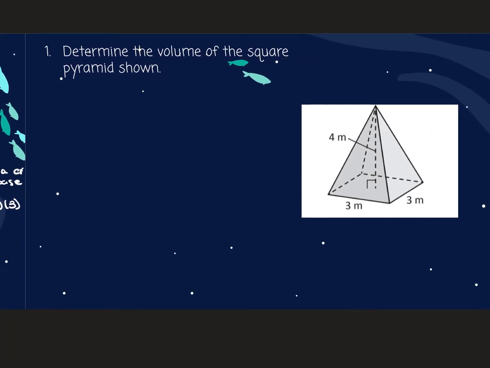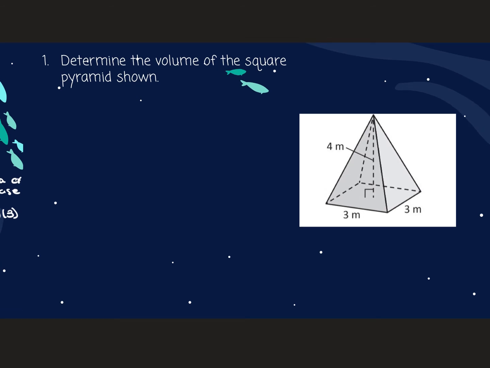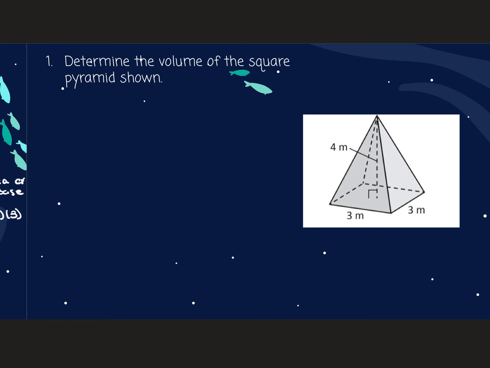All right, so now we're going to do some examples. This example says determine the volume of the square-based pyramid, or I should say square pyramid shown below. Remember, in the previous slide we determined that V is equal to 1/3 times the area of the base times the height.